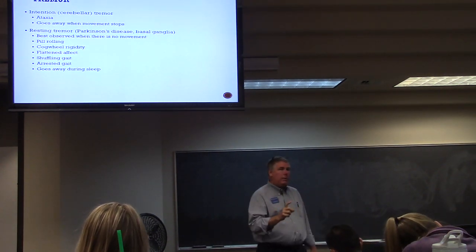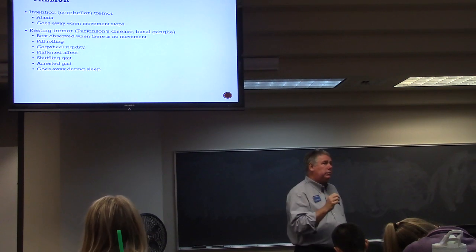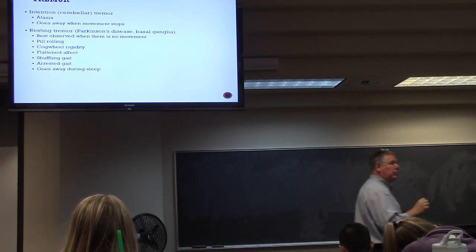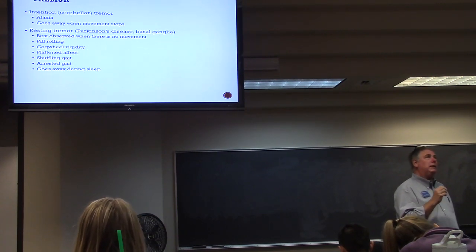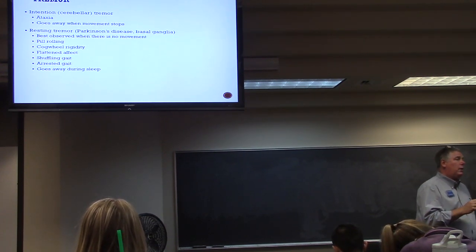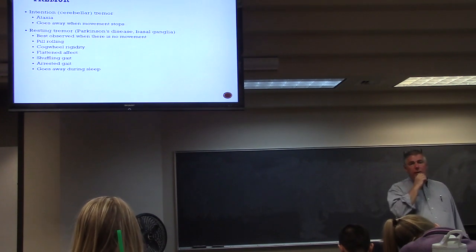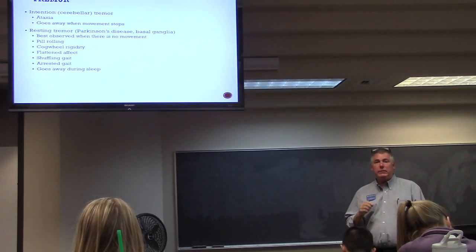The cerebellum is largely responsible for coordinated movement. So if a person has an intention tremor, the first place to look is the posterior cranial fossa, the cerebellum.